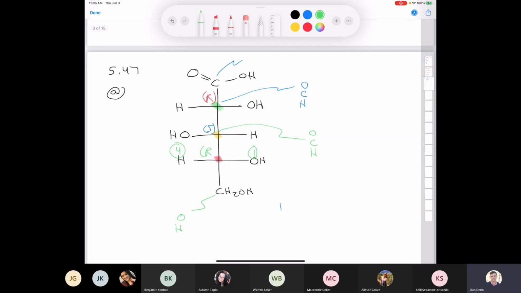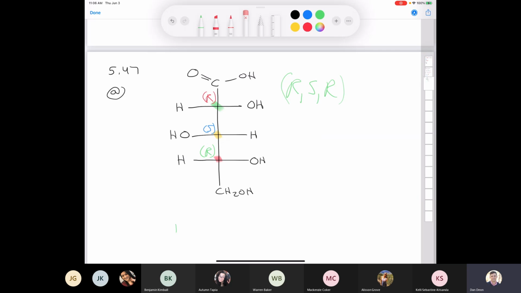So this is R. So we have R, and then we have S, and then we have R for this one. All right, we did it. There we go. Not too bad. So that's Fisher projections, RSR. Yep, absolutely. R, S, and R, like that.